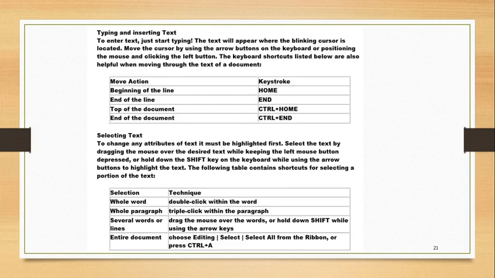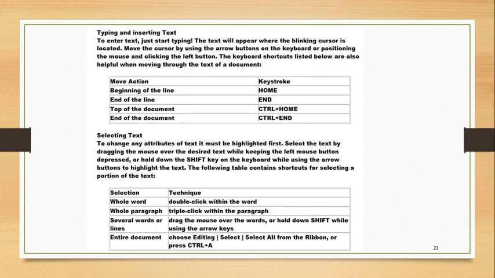Then selecting text. To change any attributes of text, it must be highlighted first. Select the text by dragging the mouse over the desired text while keeping the left mouse button depressed, or hold down the Shift key on the keyboard while using the arrow buttons to highlight the text. The following table contains shortcuts for selecting a portion of text.